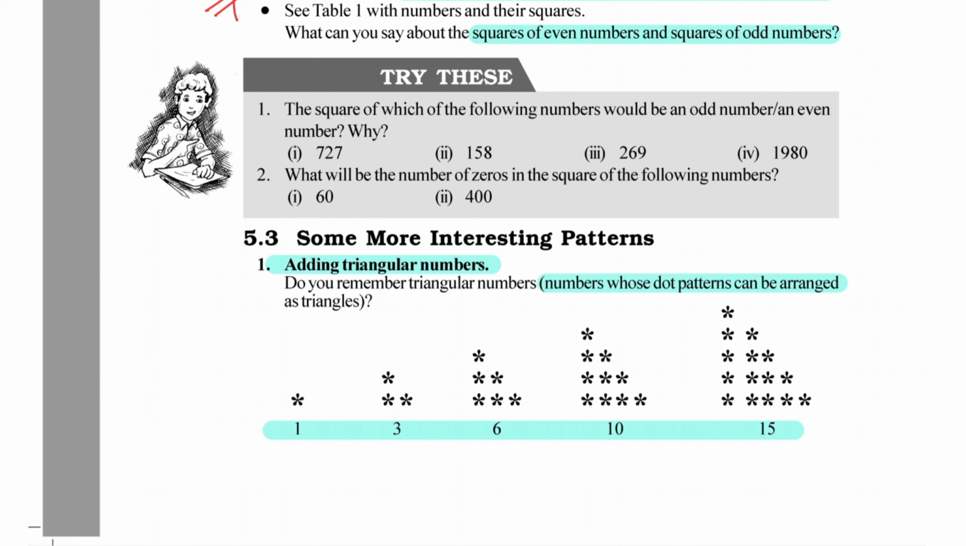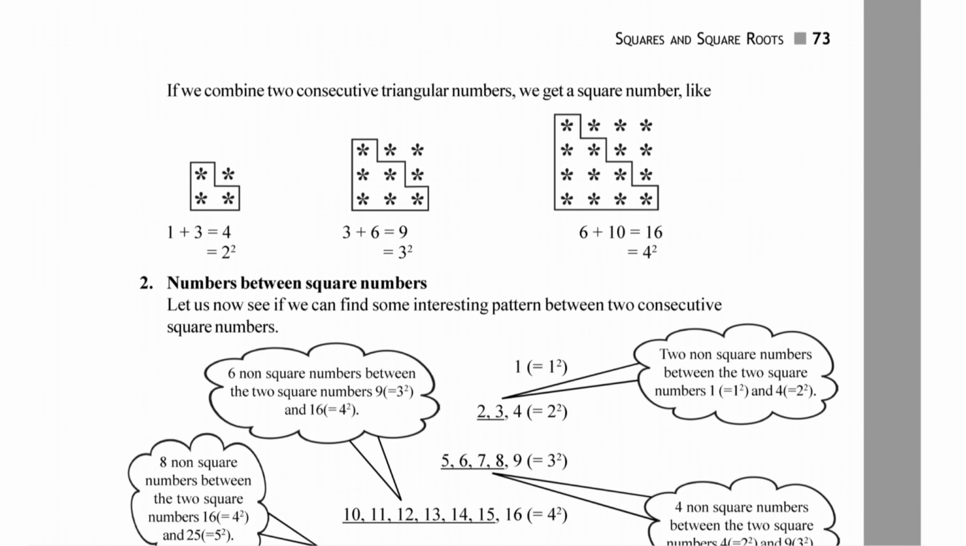1, 3, 6, 10, 15 are the triangular numbers. Now what we are going to observe is that when we combine two consecutive triangular numbers, we will get a square number. So just now you have written that the triangular numbers are 1, 3, 6, 10, 15. If you add consecutive triangular numbers, you are going to get a square number.